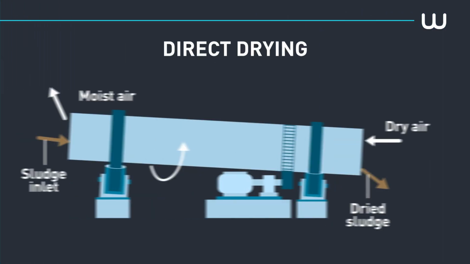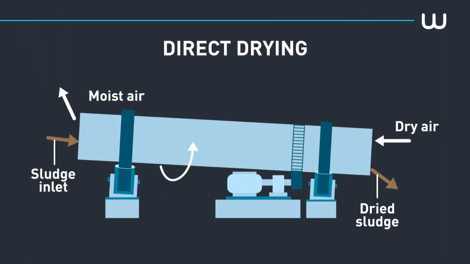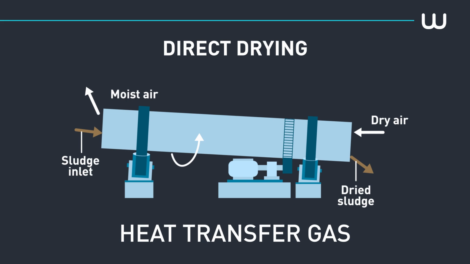In regards to the thermal drying systems, two exist: direct and indirect. In direct drying systems, sludge freely changes in a revolving drum. A hot gas, known as a heat transfer gas, is introduced into the drum. When water in the sludge comes into contact with the gas, it evaporates in the form of moist air, whereas the dried sludge is collected at the equipment's outlet.